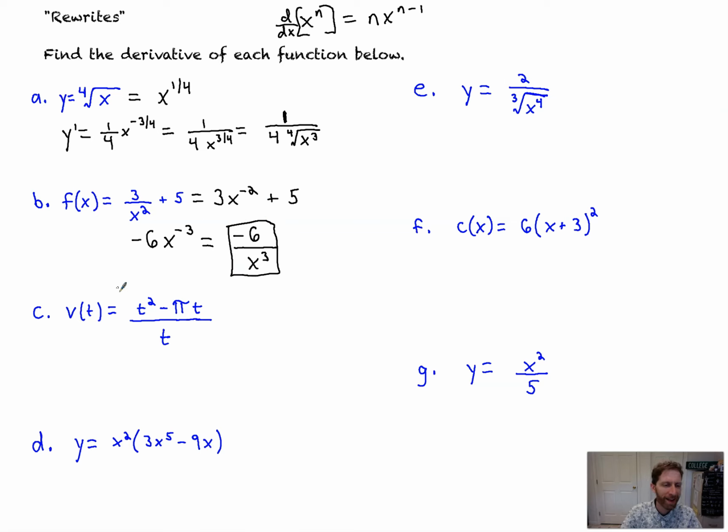Why not? Anyway, in letter C, a different kind of format here. And people freak out when they see this and they're like, oh my gosh, how do I deal with this? Well, it's clearly not in this form. So what we do is we divide t into each piece. So I look at it like this. t squared over t minus pi t over t.